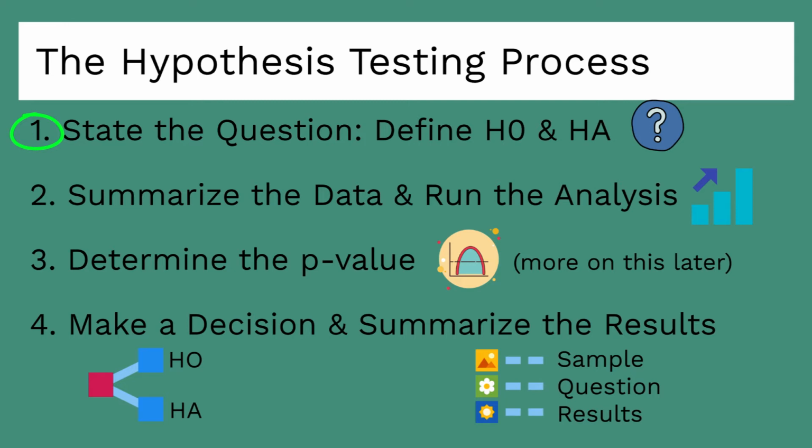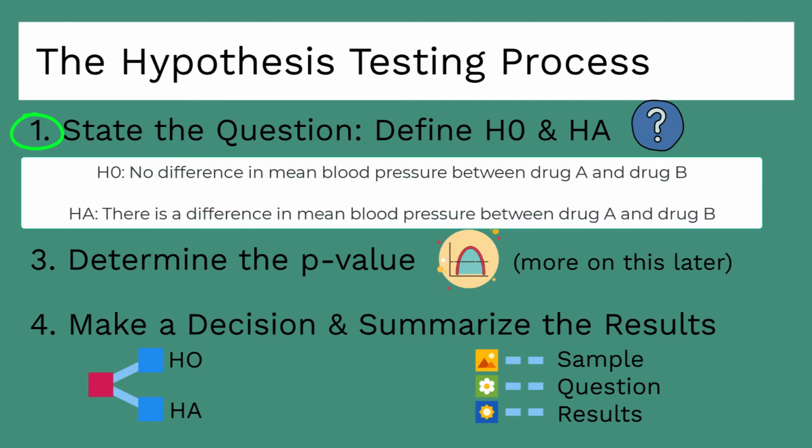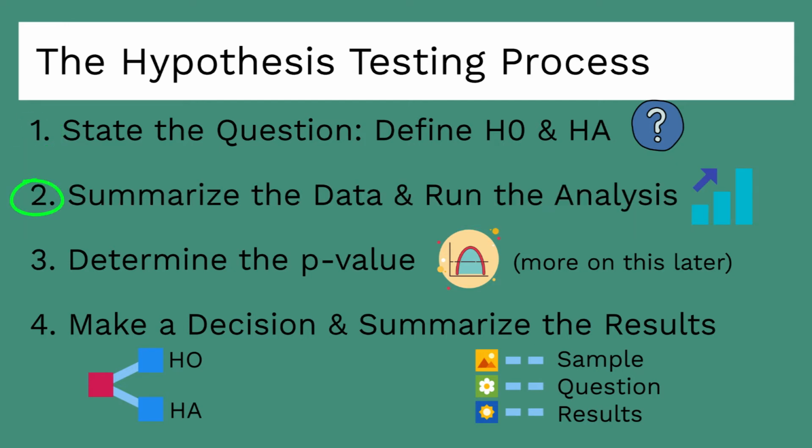I think that drug A and drug B have different results on blood pressure, but I need to put that into my null and alternative. That means I need to state the null as there is no difference in blood pressure between drug A and drug B, and my alternative would say that there is a difference in blood pressure between drug A and drug B. Then we need to summarize the data that we have and run our analysis.